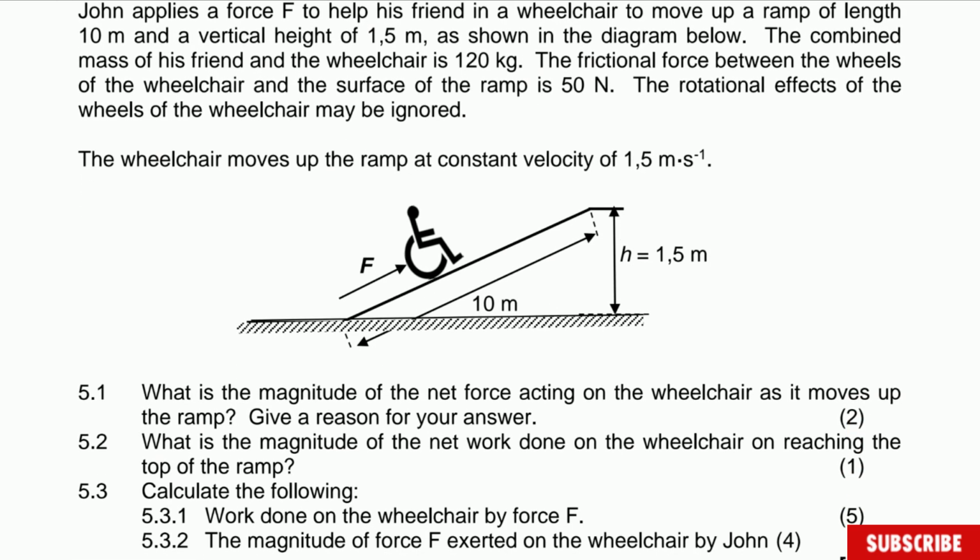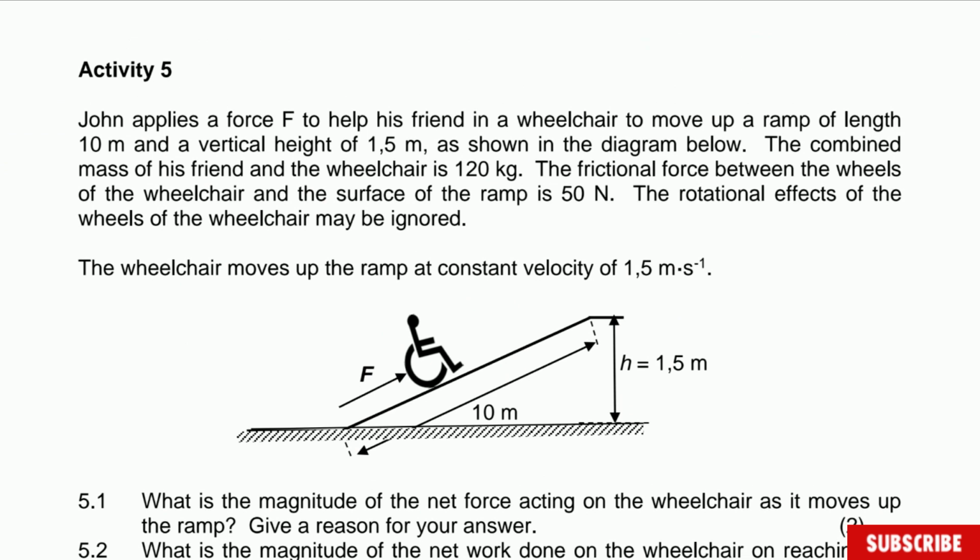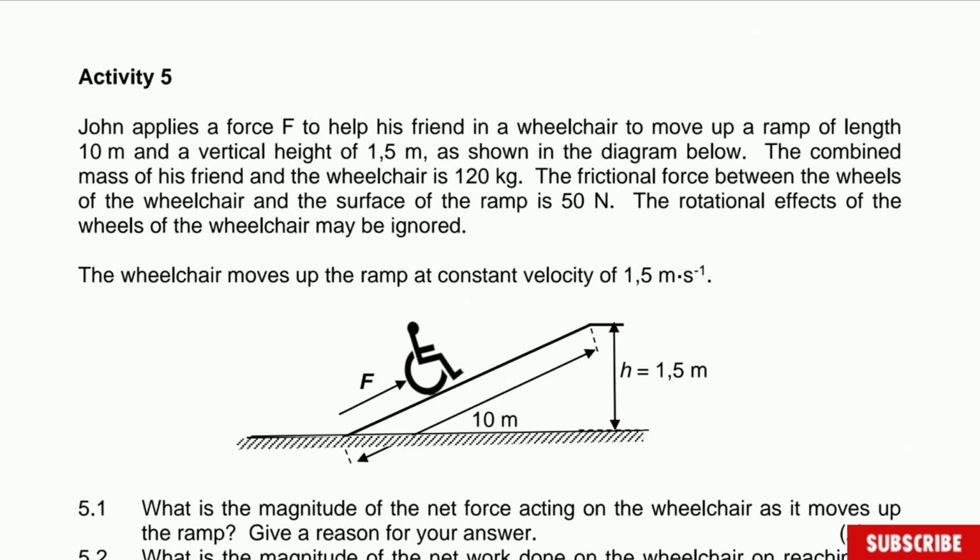Now, question 5, which is the last one, is almost the same question. It says John applies the force F to help his friend in a wheelchair to move up a ramp of length 10 meters. The length of the ramp is 10 meters. You can see it written in the question there. And a vertical height of 1,5 meters. The height is 1,5 meters, shown in the diagram below. The combined mass of his friend and the wheelchair is 120 kilograms. The mass here is equal to 120 kilograms.